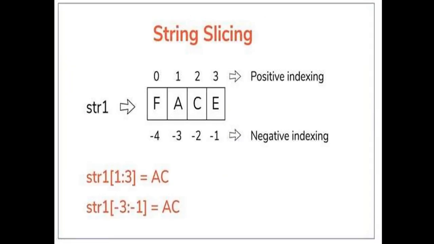So, string slicing. String slicing is nothing but slicing the string into two or three parts. This is the positive indexing 0, 1, 2, 3, and negative indexing -1, -2, -3. So this is the string. I want 1 to 3. 1 to 3 means it will consider from 1 to 2, so the characters at 1 and 2 will be provided. I want the string from -3 to -1. So -3 is A, and -2 is C. Then -1 will be ignored.